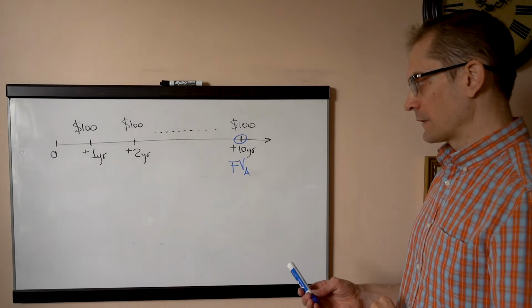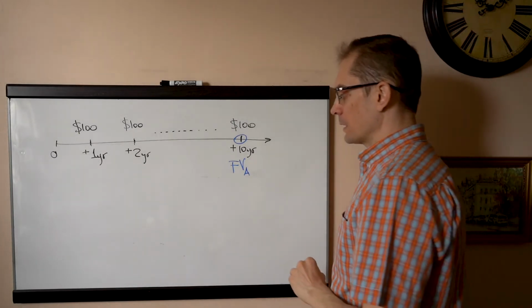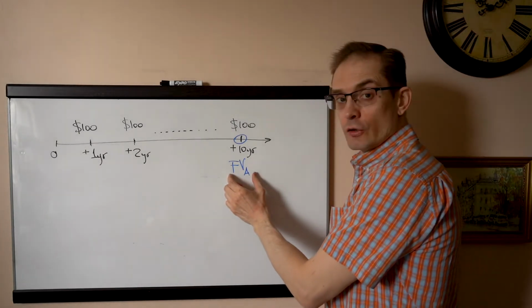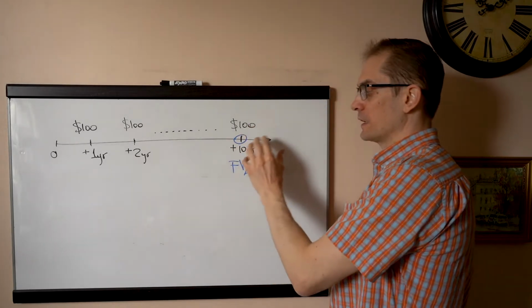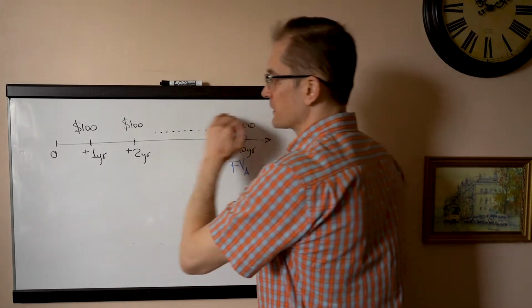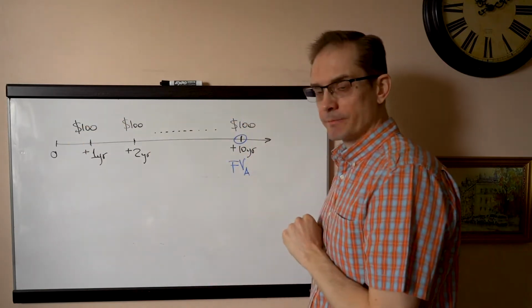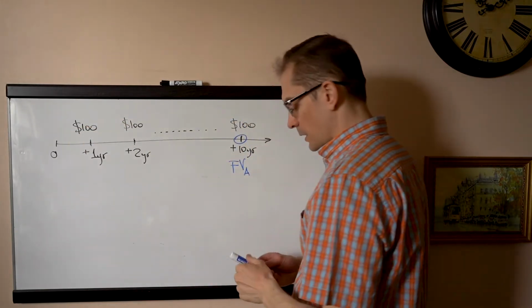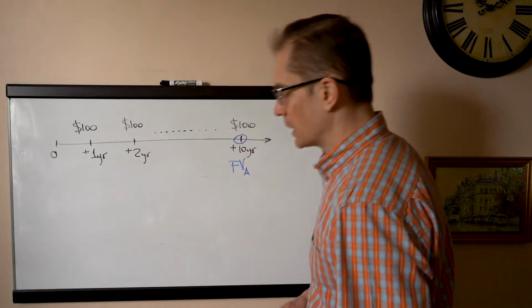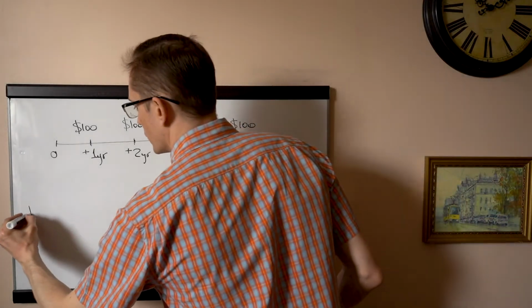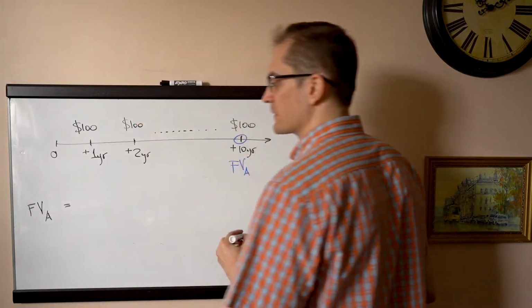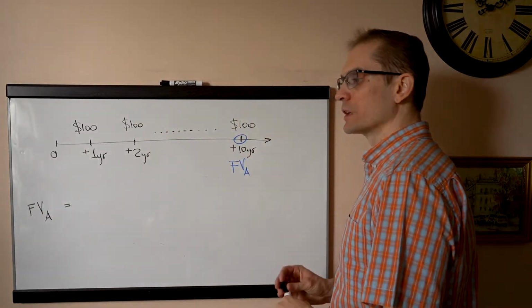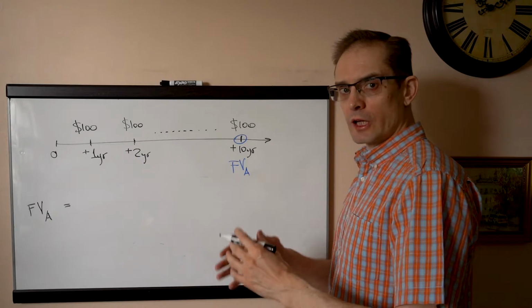So now, simply speaking, this future value of annuity is the accumulated amount at the end of 10 years of these 10 payments. Now, if we try to write down this future value of annuity, you will realize that it will consist of the following components.